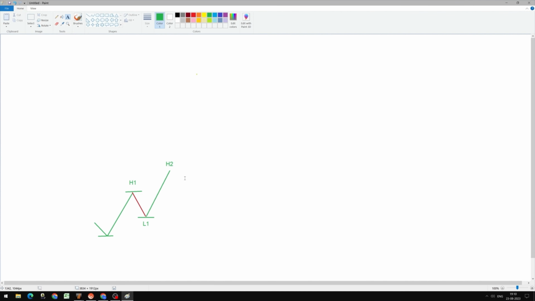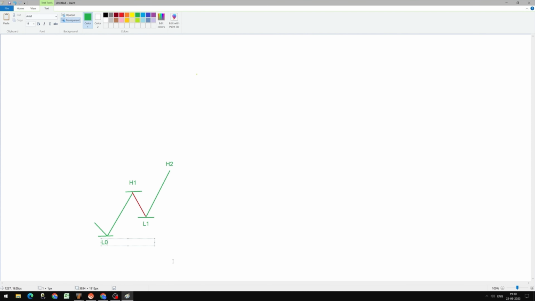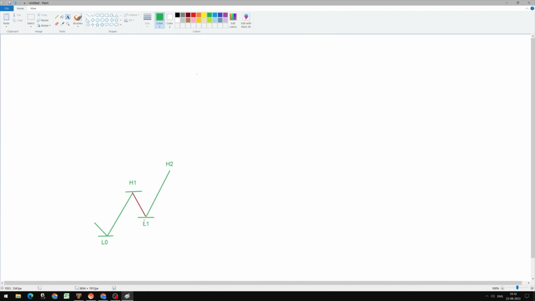Now, the moment you reach point H2, based on Dow theory, the trend is up simply because you have surpassed the previous high. So this is the series of higher highs and higher lows, because L0, which is the starting point, is followed by a higher low at L1, and H1 is followed by a higher high at H2, and this starts off an upward trend.